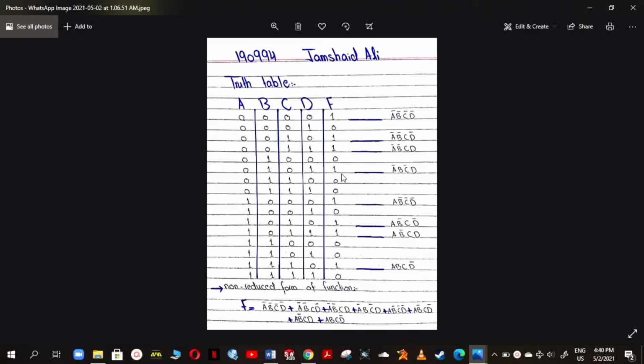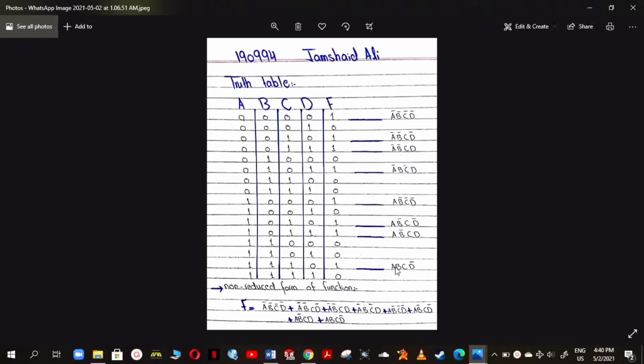In the fourth case, only B and D inputs are 1, and A and C are 0. So I write A complement, B, C complement, D, because B and D are 1. In the fifth case, only A is 1 and all the others are 0. So I complemented B, C, and D, and since A is 1, I write only A. Now only A and C are 1, so I write A and C as they are, and B complement, D complement, because B and D are 0.